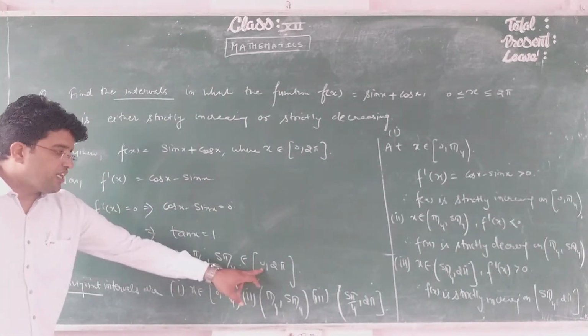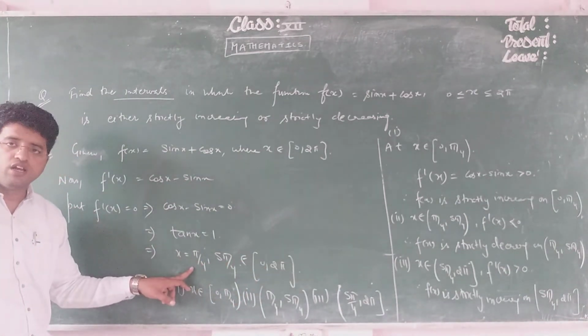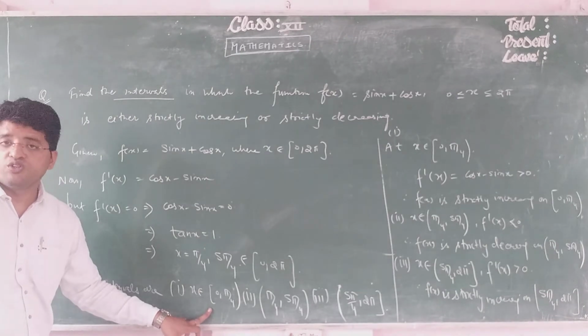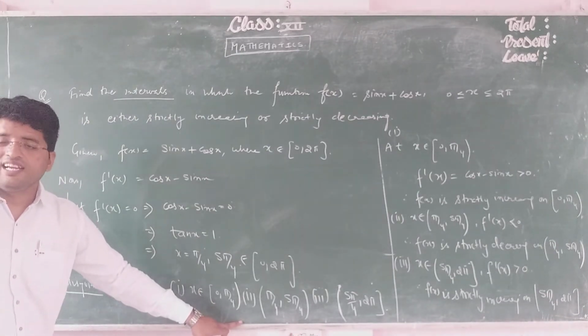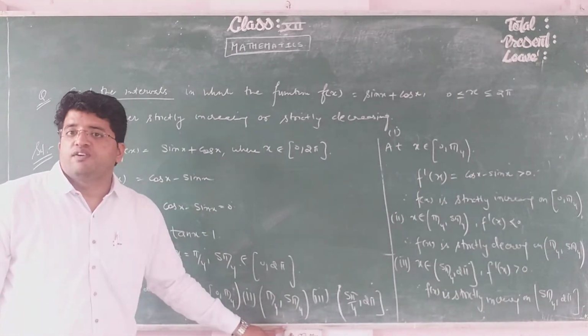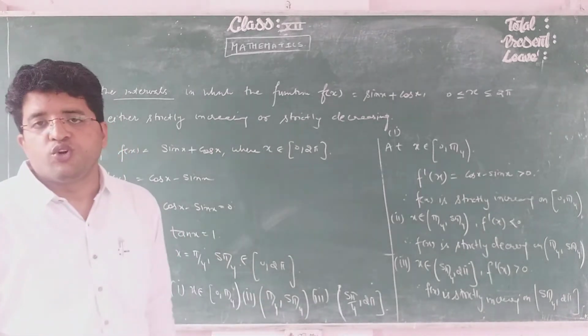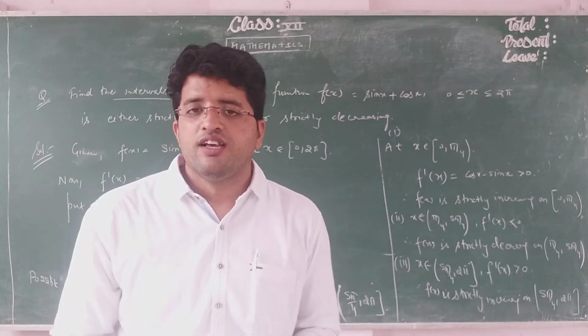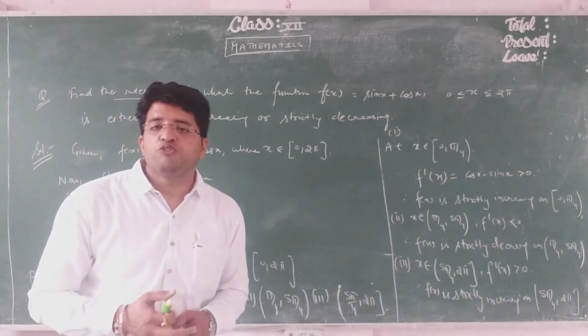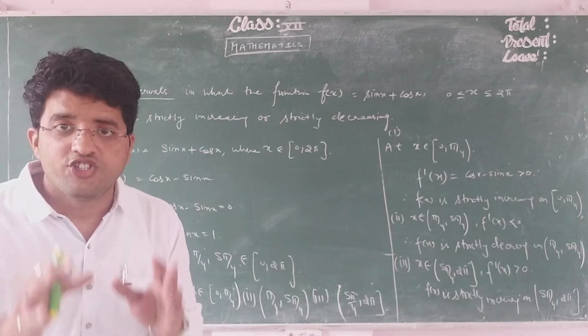So first of all, that is 0, so 0 to pi by 4. Just look at this, that is 0 closed and pi by 4 open. Second interval is pi by 4 open to 5 pi by 4 open. Okay? And the third one is 5 pi by 4 to 2 pi closed. So you have to remember how to make the intervals, and they must be disjoint.